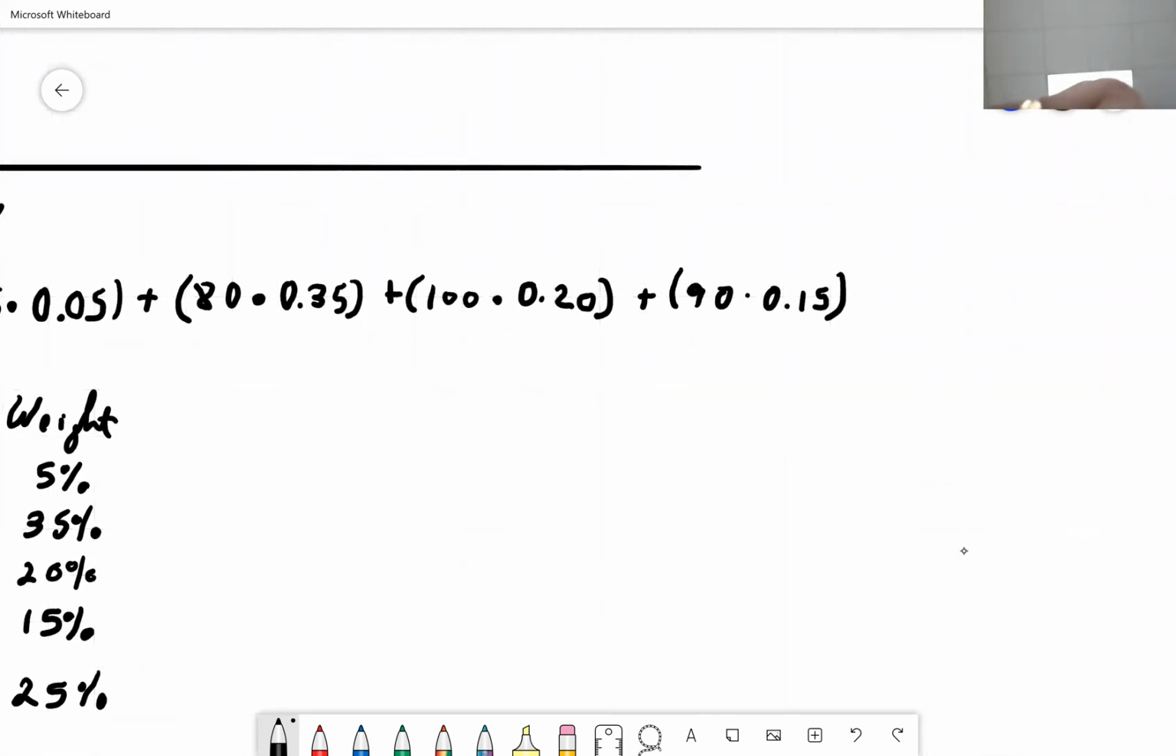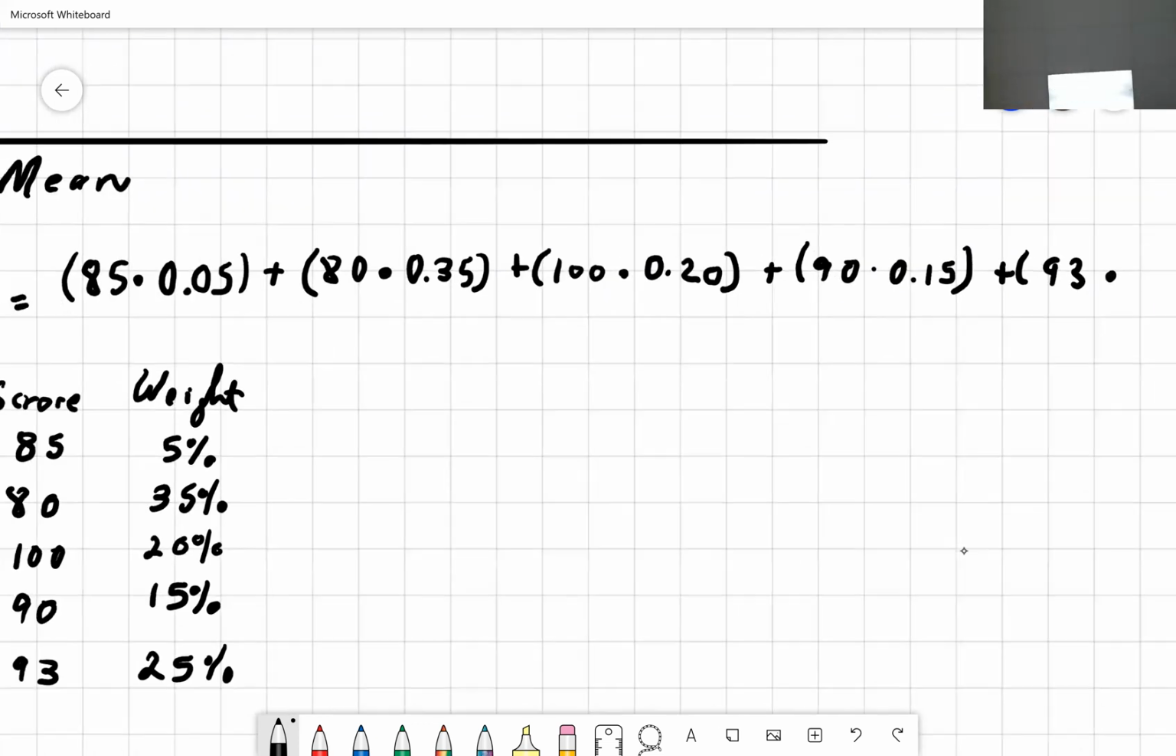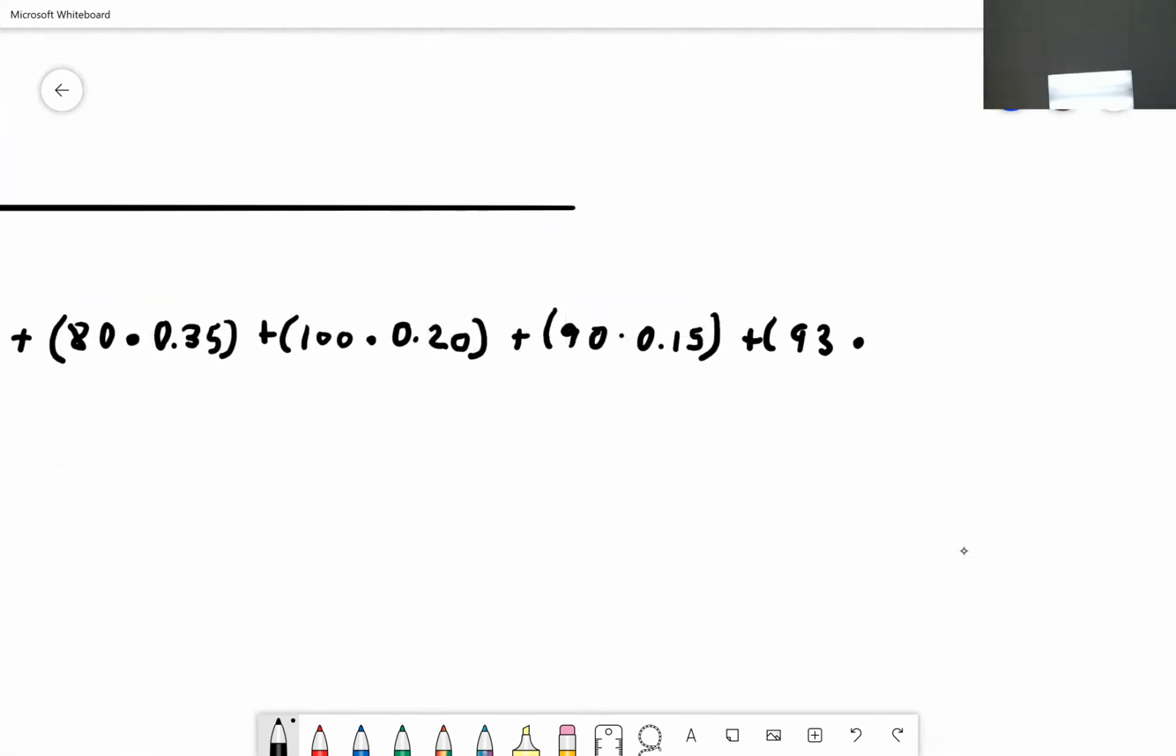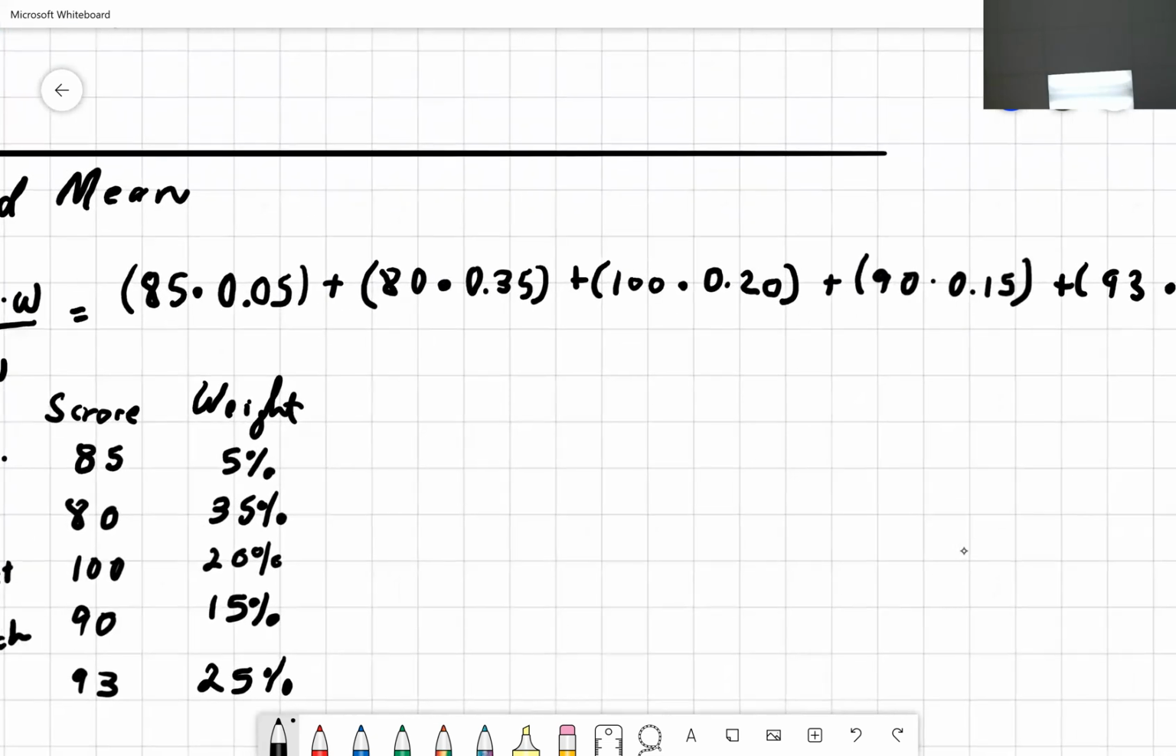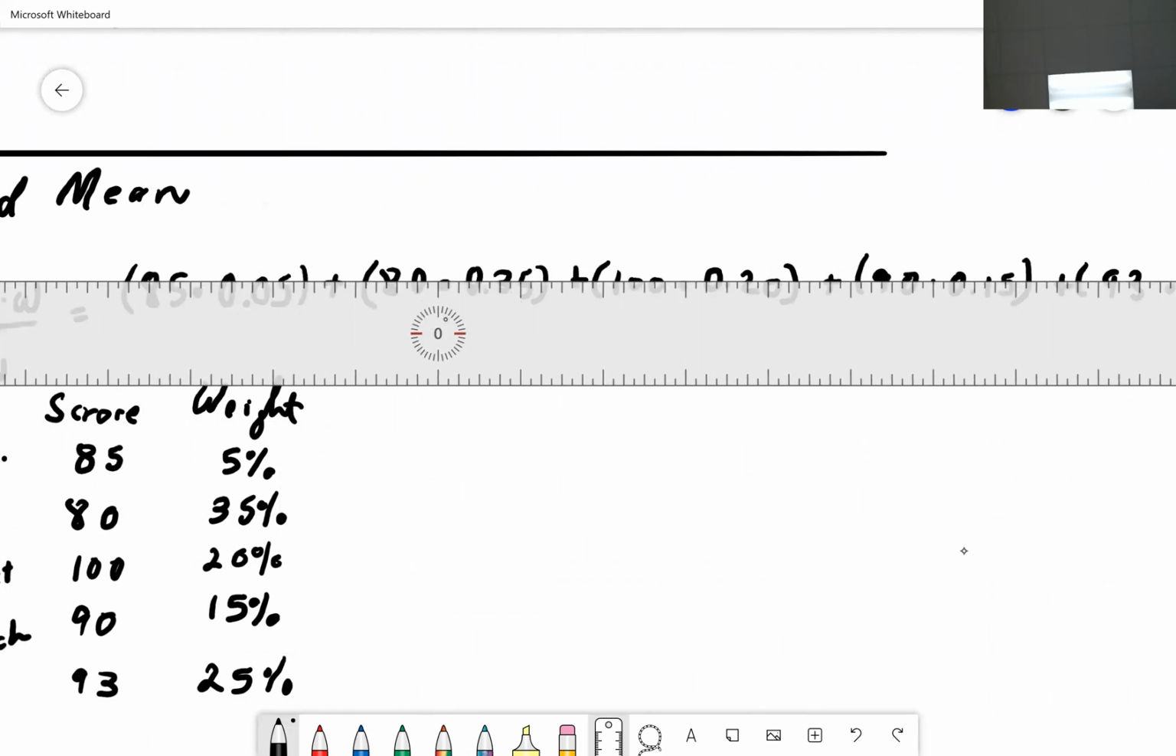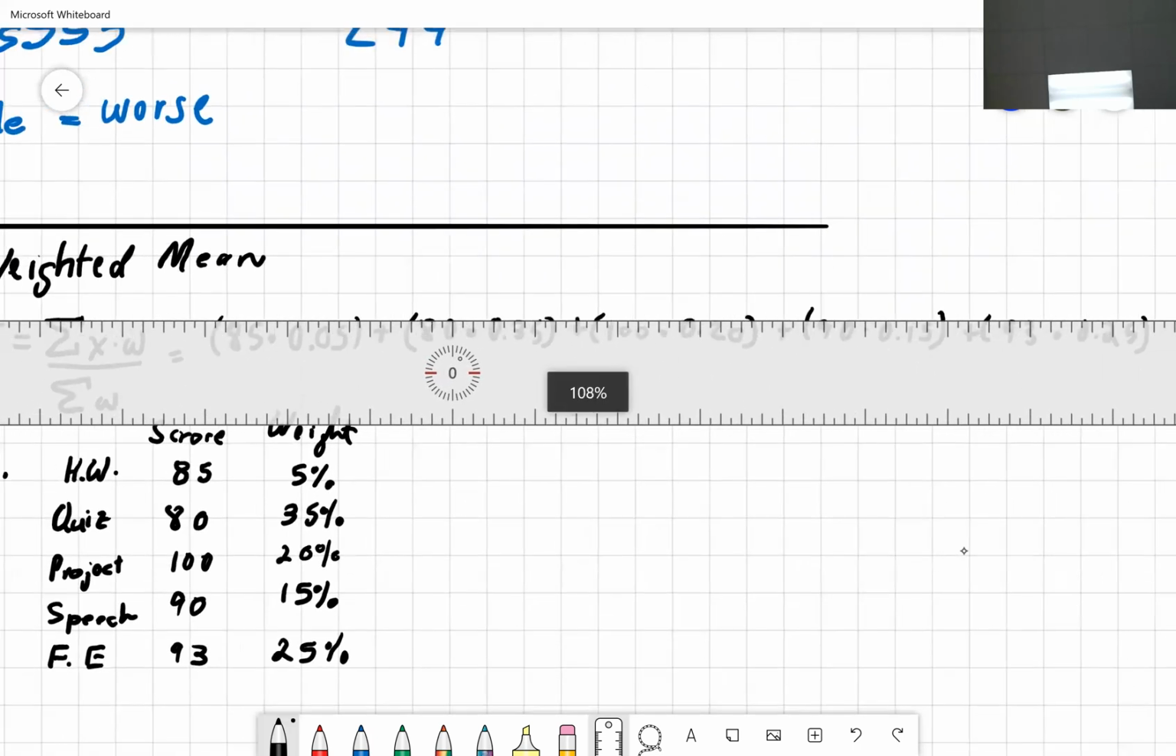And then 93 points, I guess you could say, only 25% will be weighed in. Let me get out my ruler. Make a nice little division there.